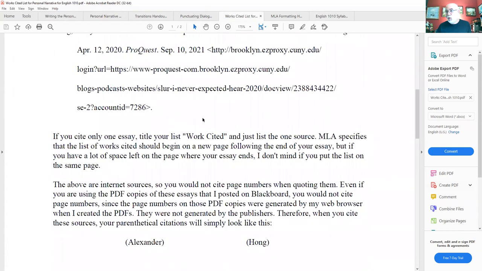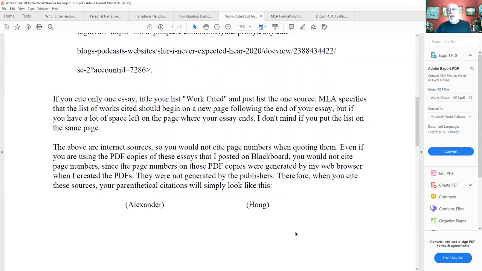If you only include one source, it would be work cited, not works cited. And yeah, MLA, they say you should start works cited on the next page, start a new page. If you have a lot of room on the last page of your essay, I don't mind. Put the list of works cited there. It's short, it's okay. And then, oh yeah, yeah.